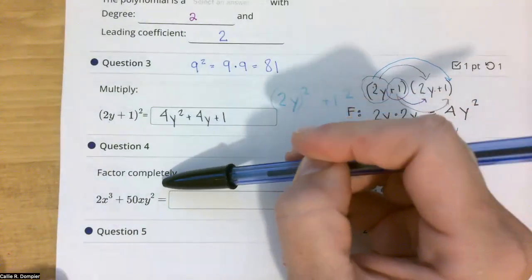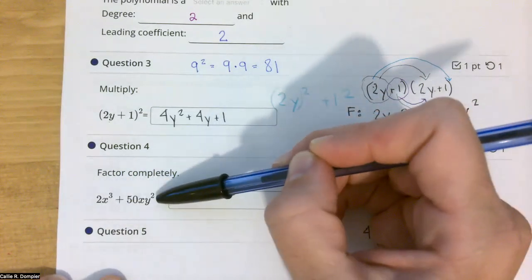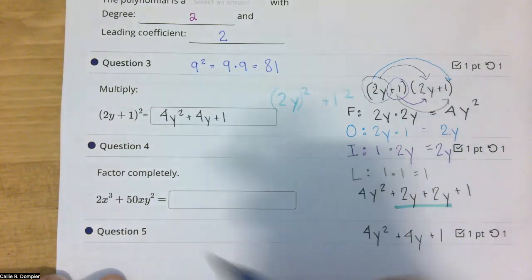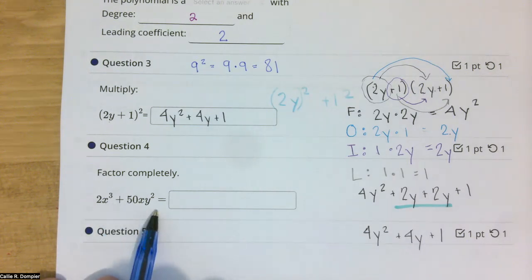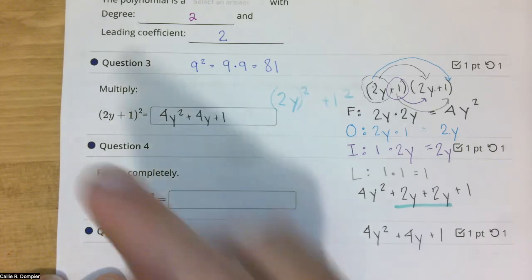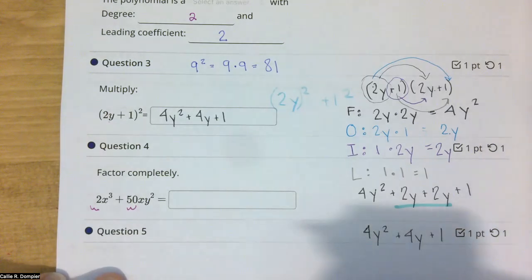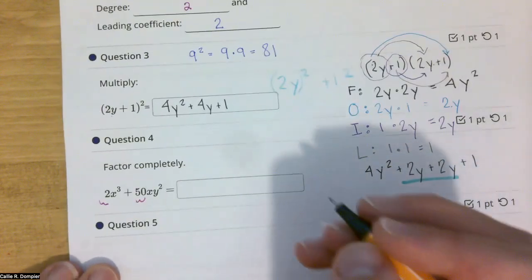Now they're asking us to factor. So they give us 2x to the third plus 50xy squared. And you need to factor out anything that is common to both terms. Remember, we have 2 terms, and we want to factor out anything common to both terms. So let's start with the numbers. We have the number 2 and the number 50, right? Is there anything that's common to both 2 and 50, meaning I can divide both 2 and 50 by that number?